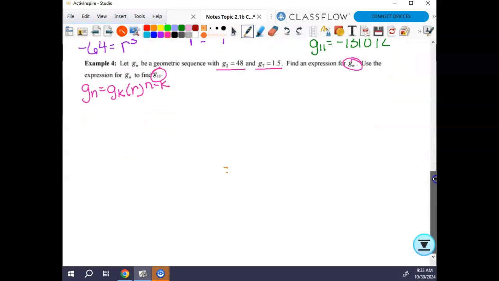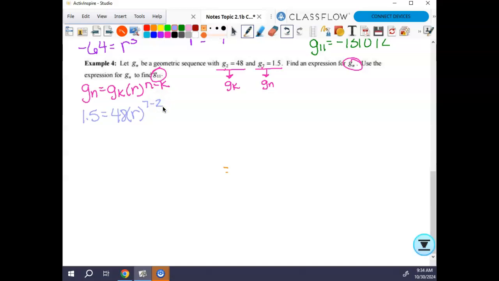Anyway, back over here. Same thing. We're going to label these 2 and 7. These are in numerical order, so I'm going to put them in alphabetical order: G sub k, G sub n. And remember, it's the subscripts that I'm looking at, not the actual values. Those could be anything. So then I'm going to have G sub n, 1.5 equals, what's G sub k? 48 times r, which I don't know. What is n? 7 minus 2.